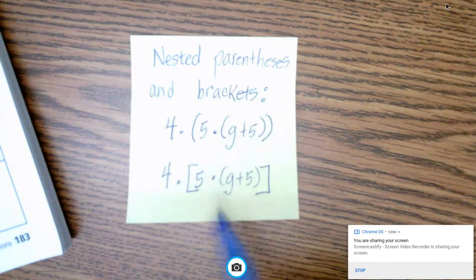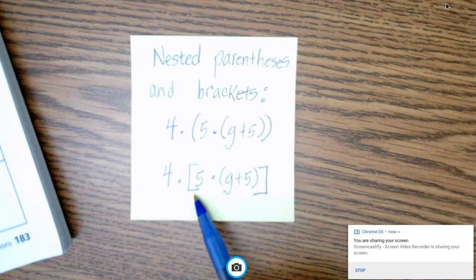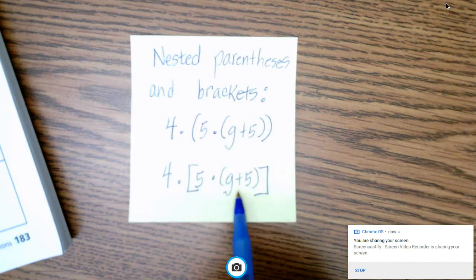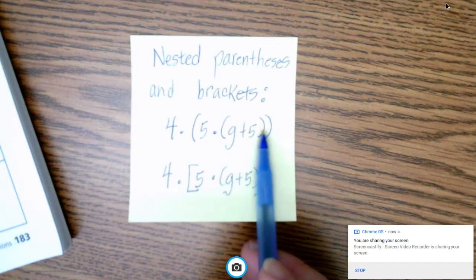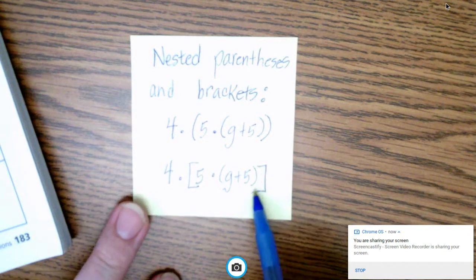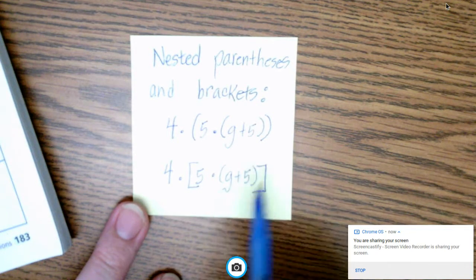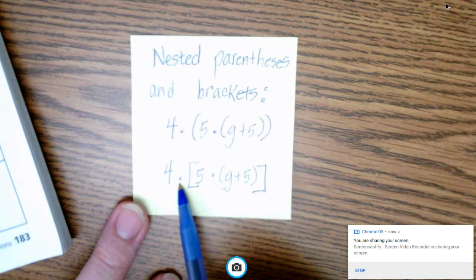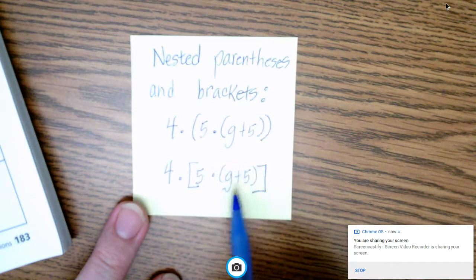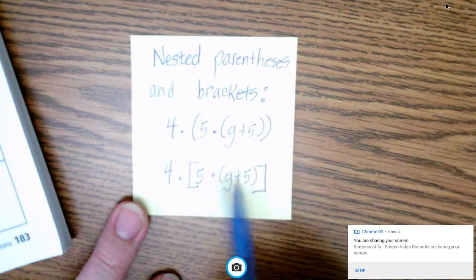So again, it's that inside out way method. This is just brackets instead of parentheses. Brackets serve a similar purpose. Maybe people don't like to see double parentheses, and so a bracket makes it a little more separate. But they both mean the same thing. So it's still the same expression. You have 4 times the result of 5 times the result of g plus 5. So you start here, right? And you multiply that by 5 and then the result by 4.